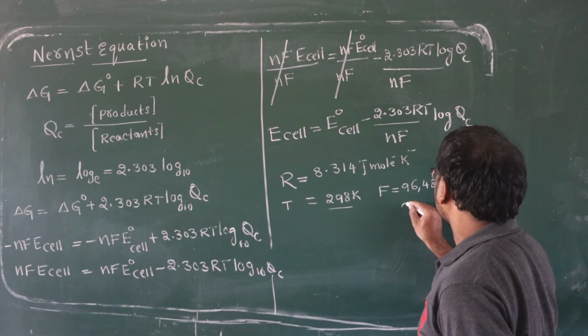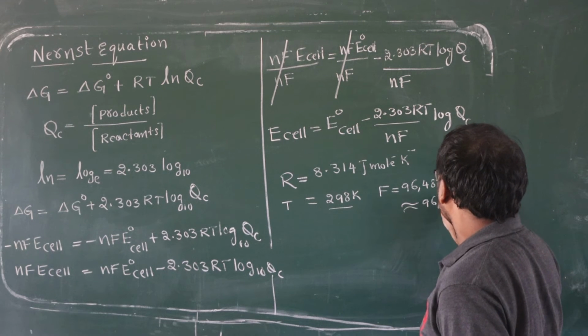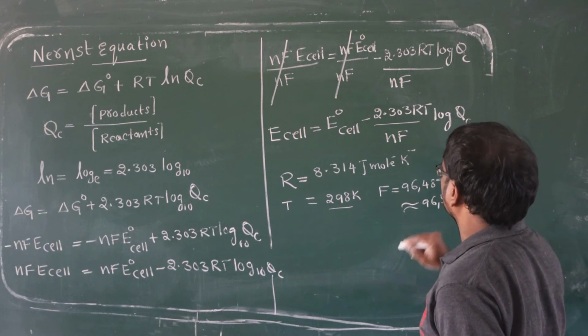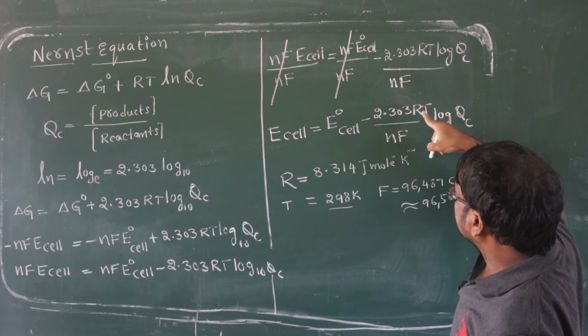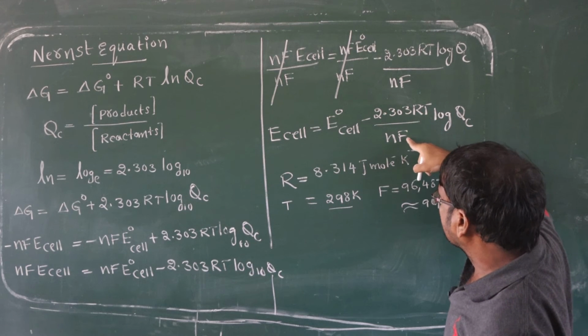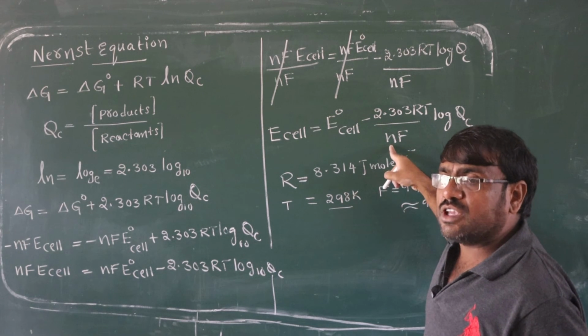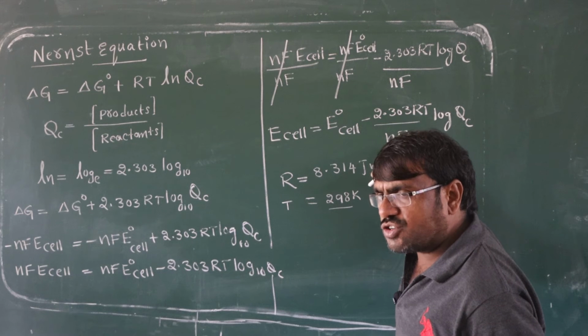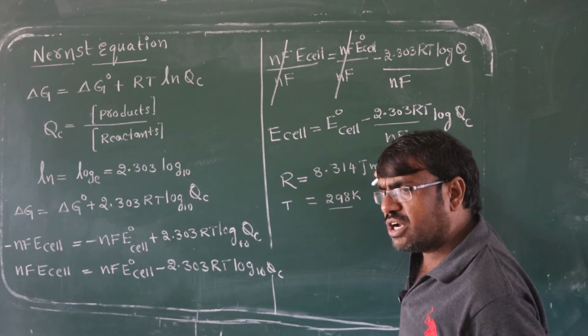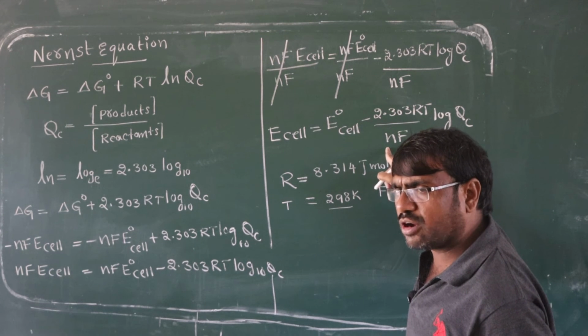96,487, approximately we can take it as 96,500 coulombs also, no problem. R is a constant, T is a constant, F is a constant. What is n? n is not a constant. For different equations it is different. n is the number of electrons transferred.